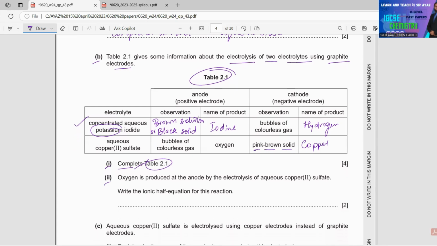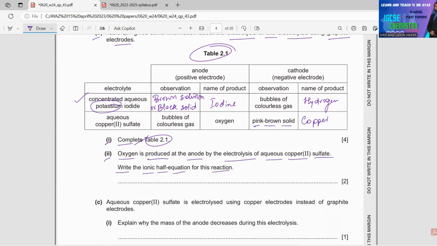Part 2. Oxygen is produced at the anode by the electrolysis of aqueous copper 2 sulfate. Write the ionic half equation for this reaction. So you have hydroxide ion in the aqueous state. We write OH negative, and it gives oxygen gas plus water, H2O, in the liquid state plus electrons.